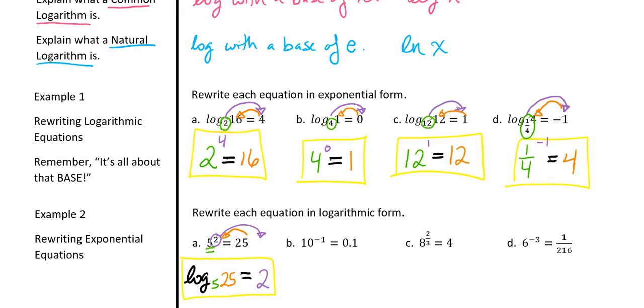Let's try letter B. Here we have a base of 10, which means it's a common log. So instead of writing log base 10, we can skip the 10 and just write the log. So we'll have a log of something equals something. That negative 1 originally goes there because we go to the window to the wall, so we put our negative 1 back, and our 0.1 comes in. So it's the same motion. The question is, are you bringing it in or putting it back?